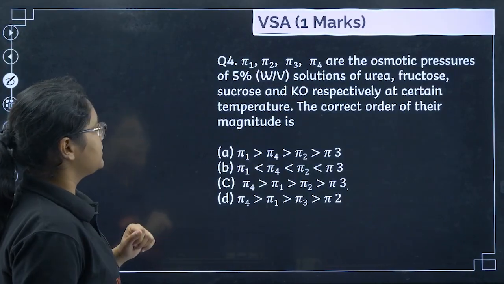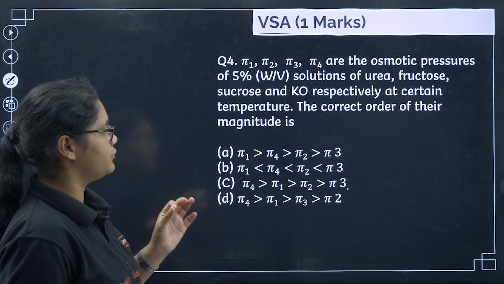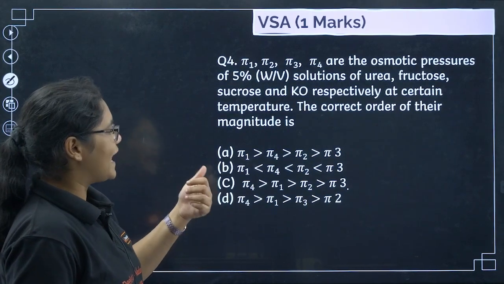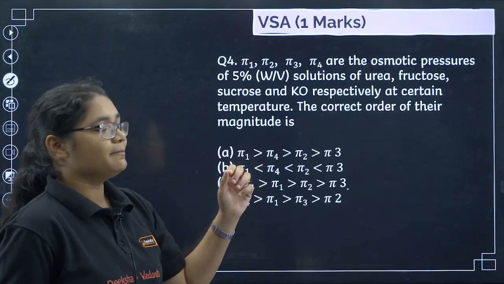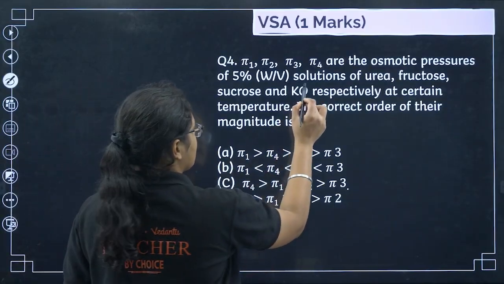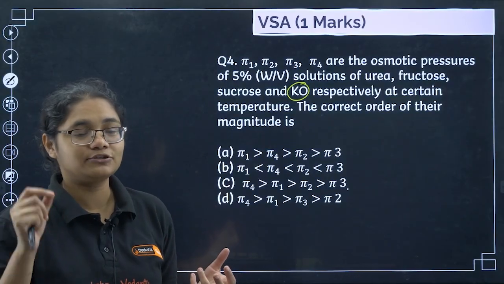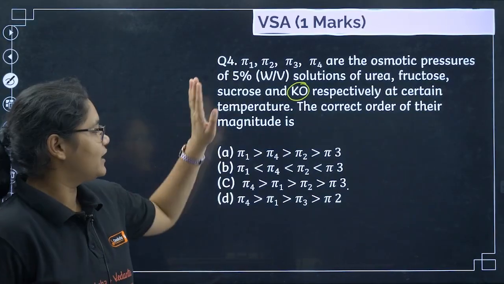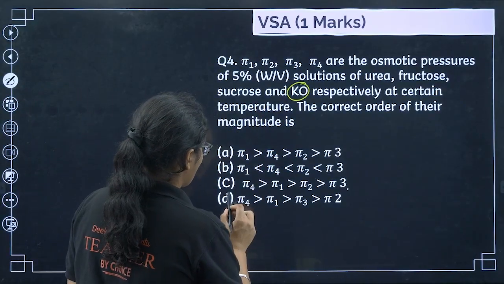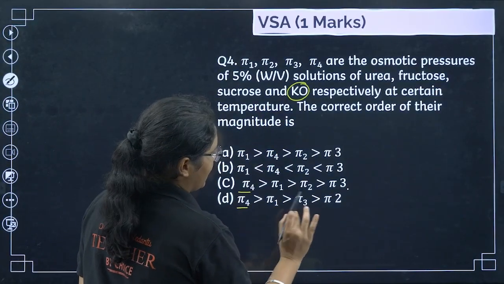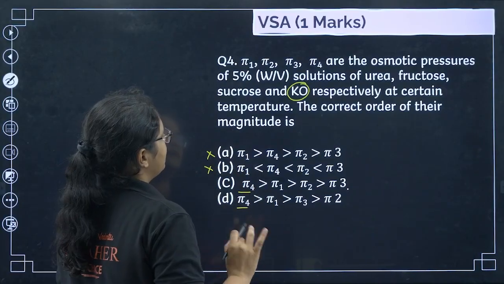Moving to the fourth question, pi 1, pi 2, pi 3, pi 4 are the osmotic pressures of 5% solution of urea, fructose, sucrose and KCl respectively at a certain temperature. The correct order of their magnitude is. So if you see here, KCl is an ionic solid, it will divide into 2 particles, right? So the i value will be 2 here. So definitely the KCl value will be maximum. Two options are there where I have KCl maximum. For pi 4 is maximum, so I'll eliminate that.